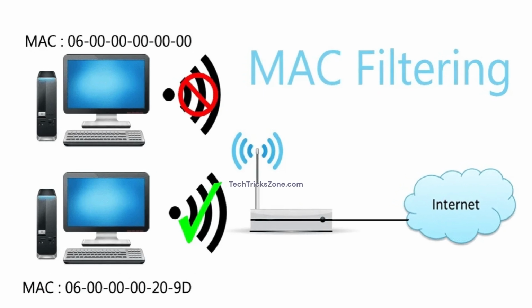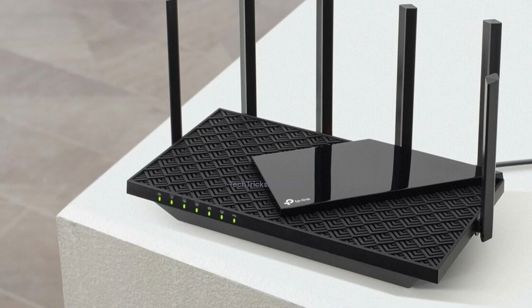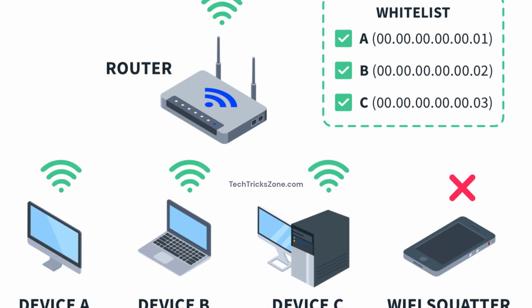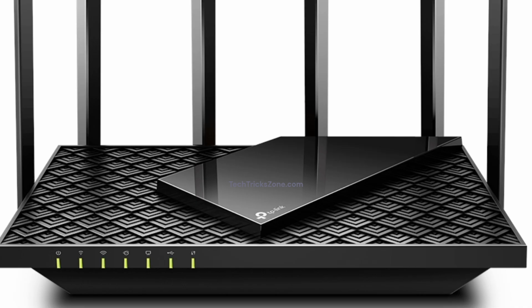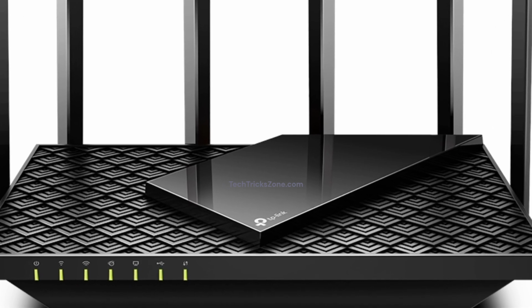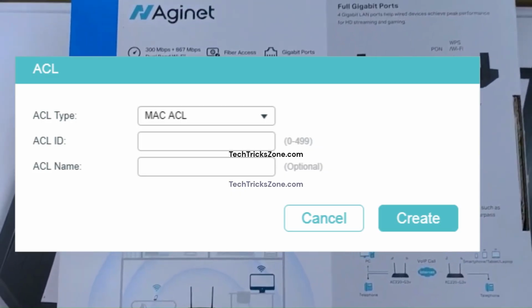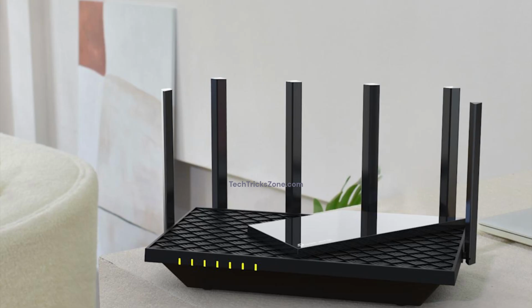One of the most powerful tools to protect your internet is MAC address filtering. Today, we're diving into the admin panel of the Archer AX72pro Wi-Fi 6 router to set up a MAC access list, giving you ultimate control over which devices can and cannot join your network. Let's get started.